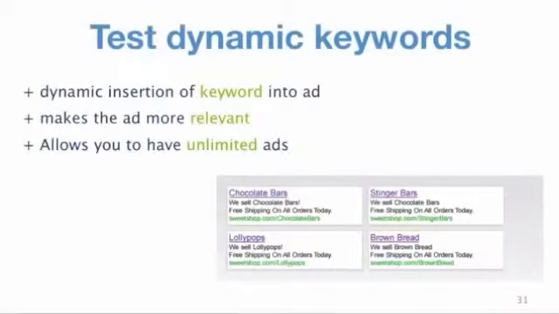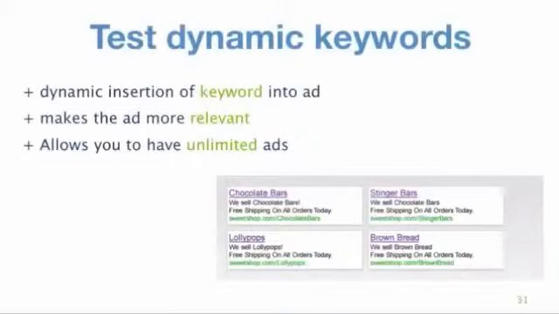An advanced strategy is to test dynamic keyword insertion. Now, what is that? It's a big fancy phrase. Dynamic keyword insertion into an ad is essentially a way that you can take your search term that somebody typed in and automatically make it part of your ad. You can see all these ads from sweetshop.com. Sweetshop.com is a shop that sells pretty much any type of candy, right? If you search for any phrase related to candies, chocolate bars, Stinger bars, brown bread, lollipops, they're automatically building an ad where they dynamically insert that search term into their ads.